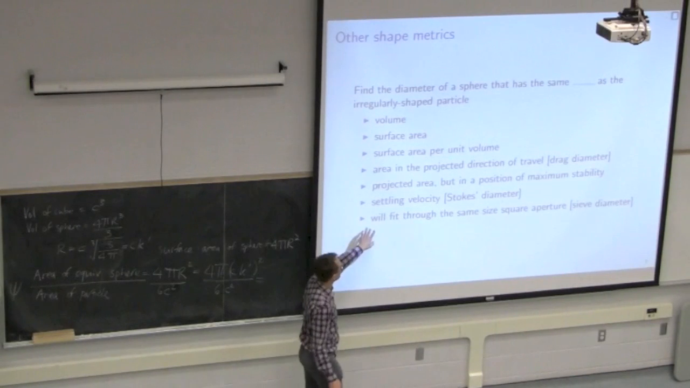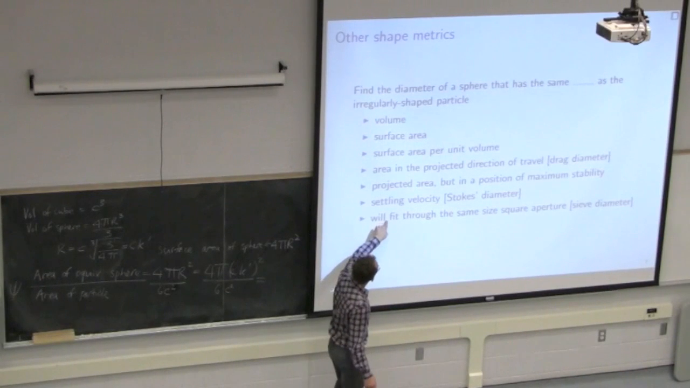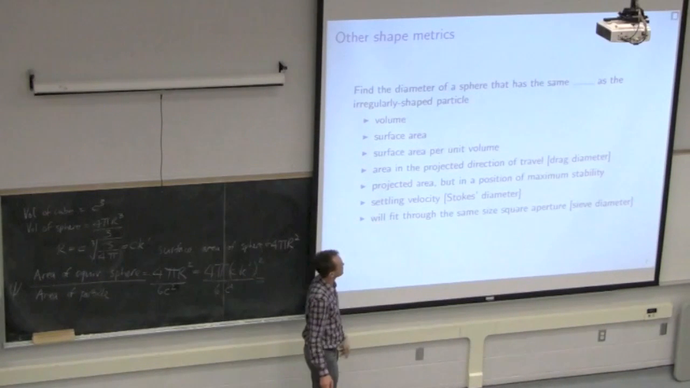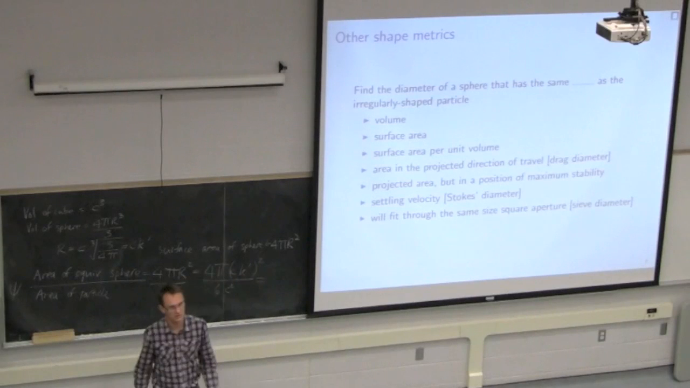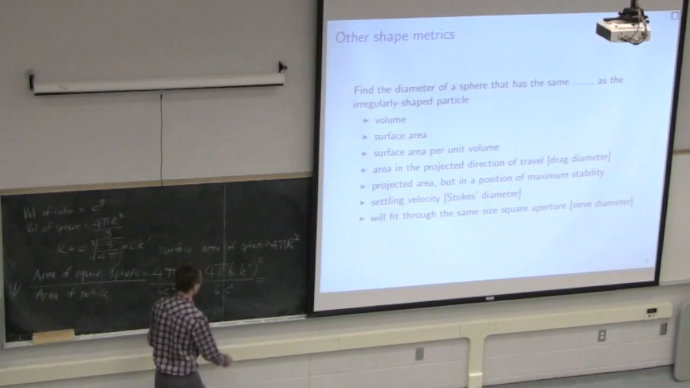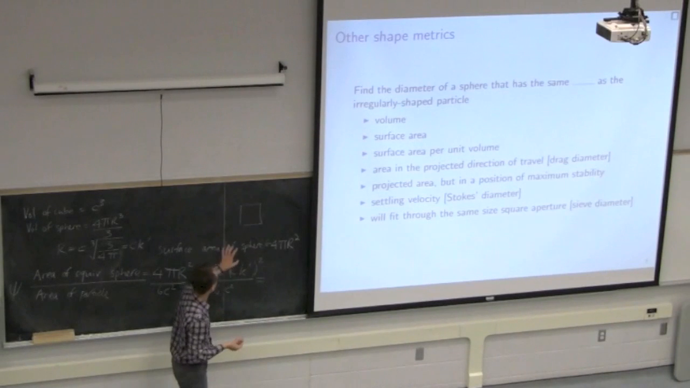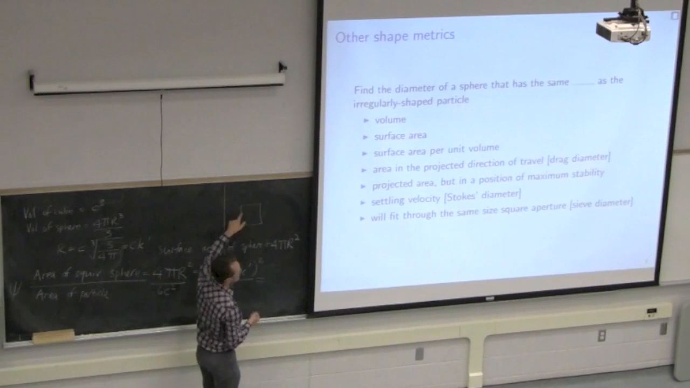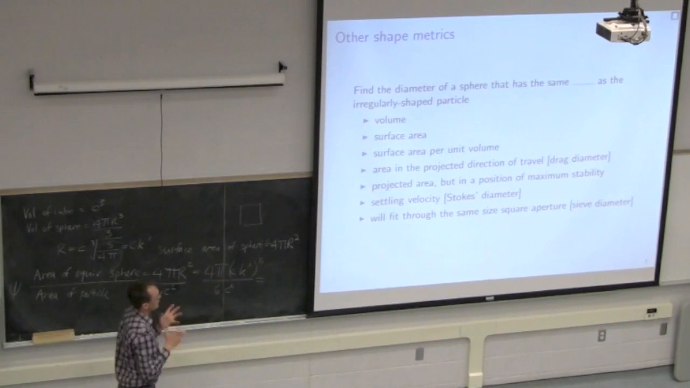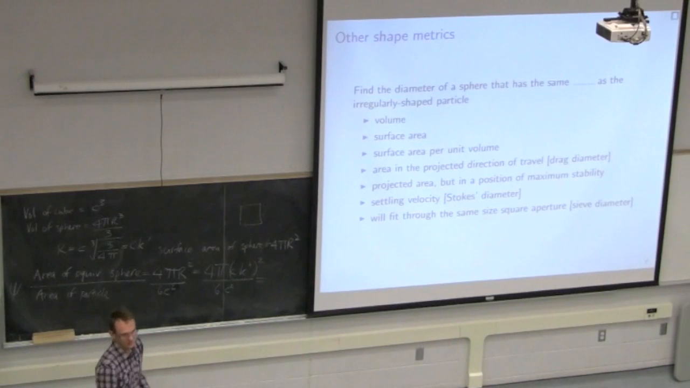Or what we're going to consider next here is what equivalently shaped sphere will fit through the same square-sized aperture. A square-sized aperture is exactly that. Just for those of you unfamiliar with the terminology, an aperture is an opening or a hole, a square-shaped hole that this particle will need to pass through. So that's one of these guys. Pass these two around. These are apertures or screens, screens with holes of a certain aperture size.